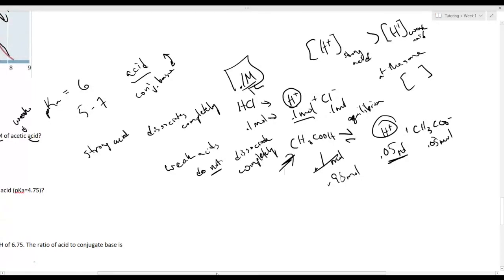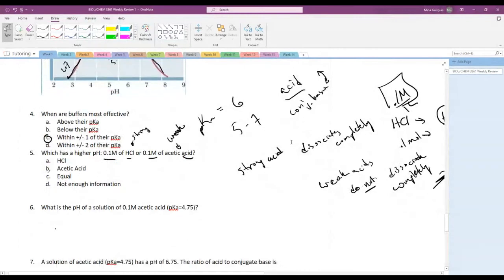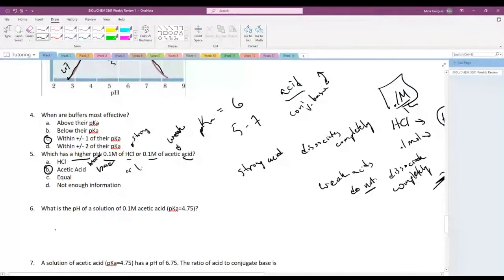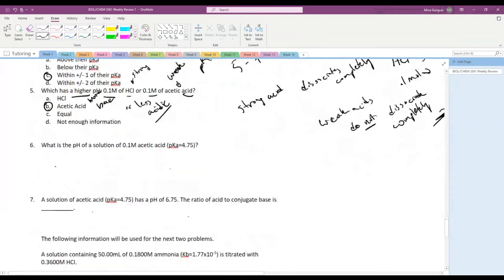Okay. So on to this question. Which one will have a higher pH? So this is a very easy mistake to make. I'm not ashamed to admit that I've made it several times. The answer here is acetic acid and not hydrochloric acid. The higher pH means more basic, or less acidic. Okay. All right, and we're actually going to figure out what that pH would be so we can compare them in this very next question.